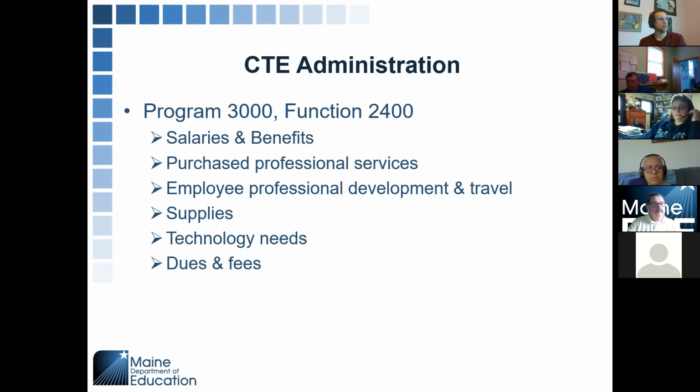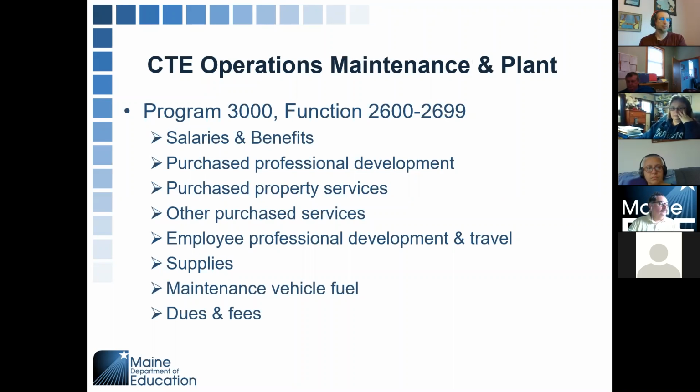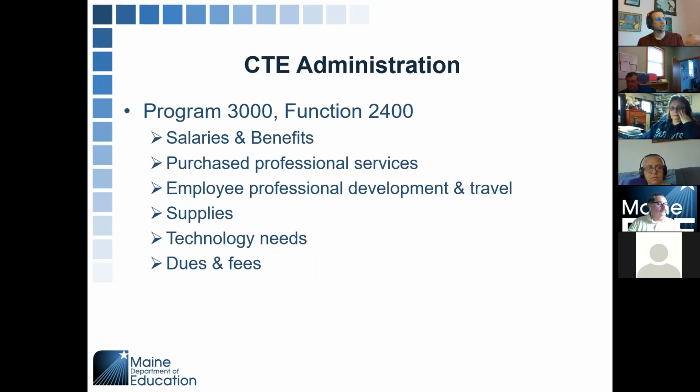One thing I do want to note, and I didn't put a particular slide in here around it, is that for our CTE regions, we will pick up the business services as well. So that's going to be very similar to the CTE administration using the function 2400, but for business, we're going to use the function 2500.